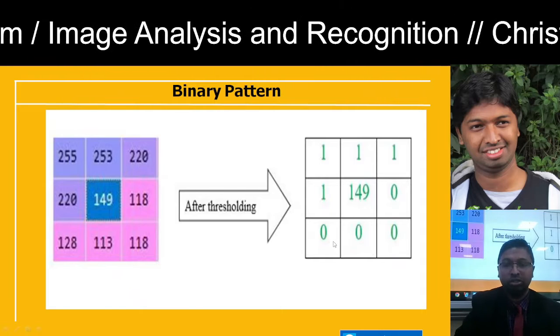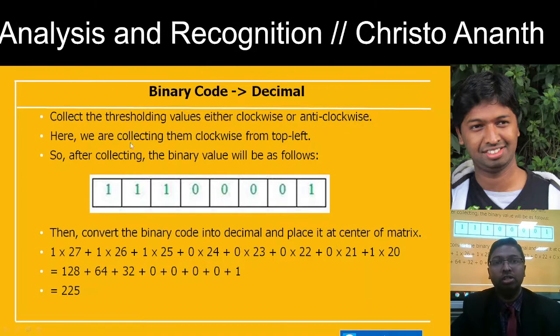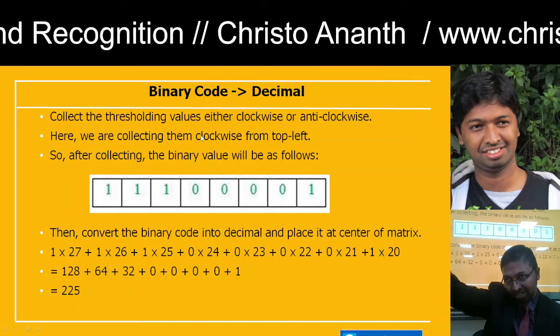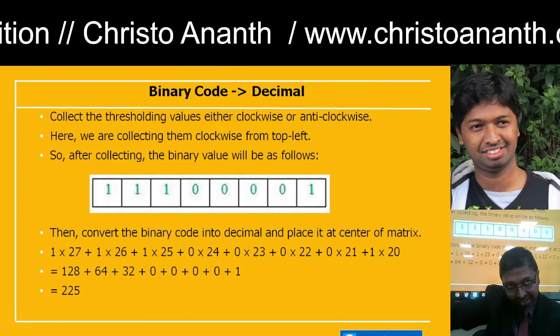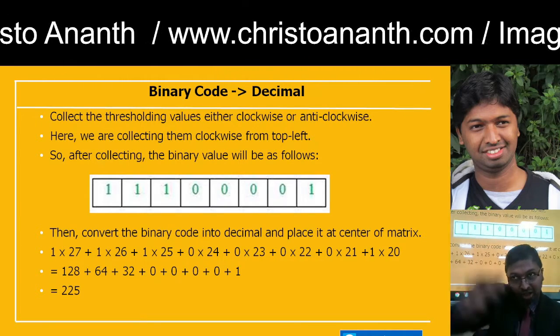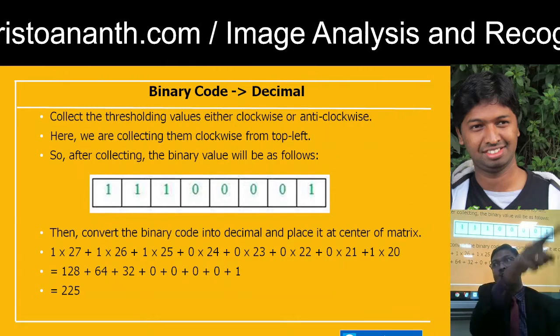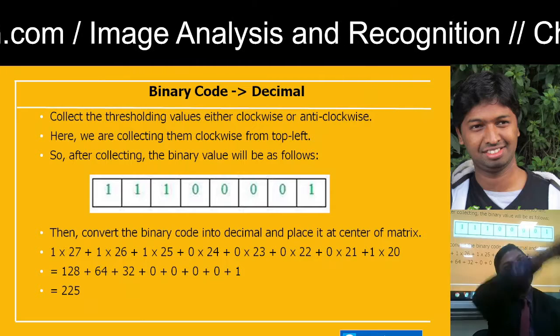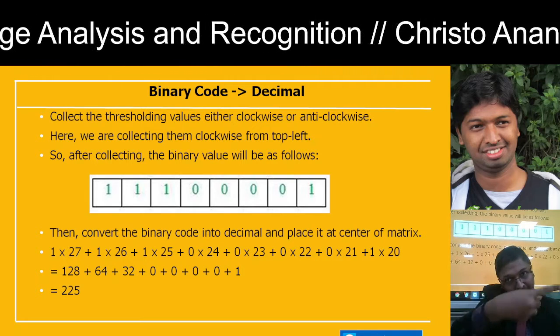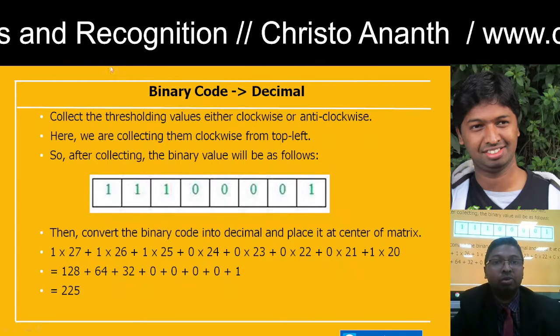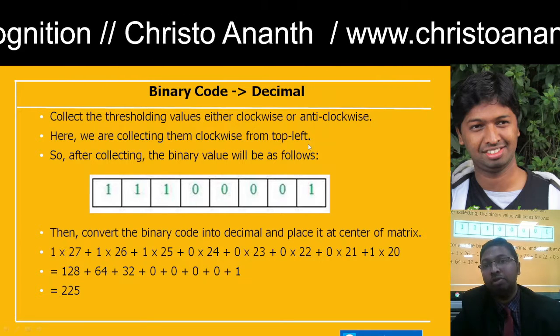11110000. Yes, so we collected the values. Okay, so collect the thresholding values either clockwise or anti-clockwise. Okay, so we are collecting clockwise from top left.